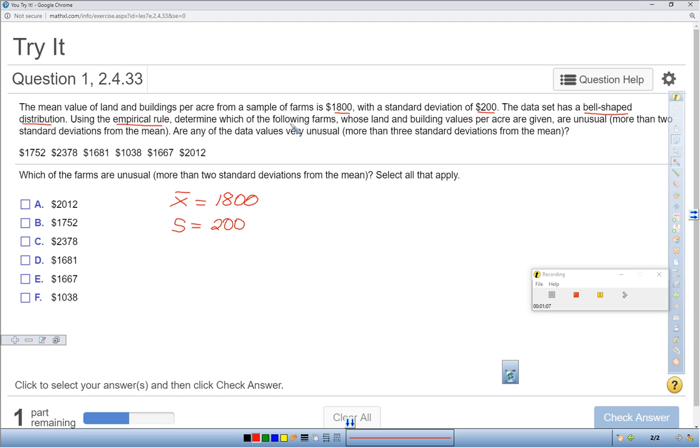Determine which of the following farms whose land and buildings values per acre are given are unusual. So it's going to be more than 2 standard deviations from the mean. Are any of the data values very unusual? So that is more than 3 standard deviations from the mean. So first of all, let's sketch the normal distribution.